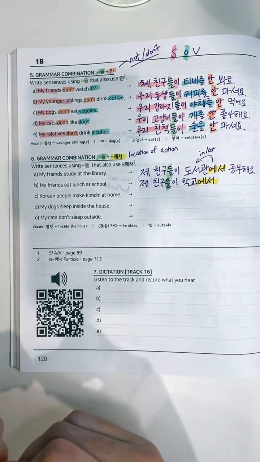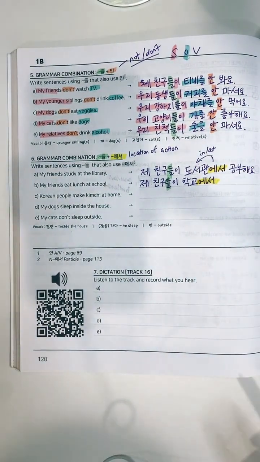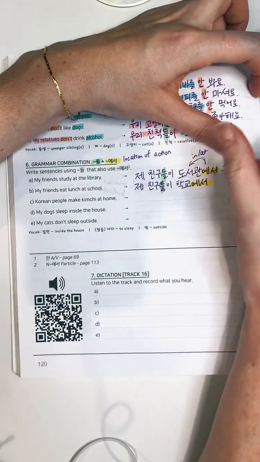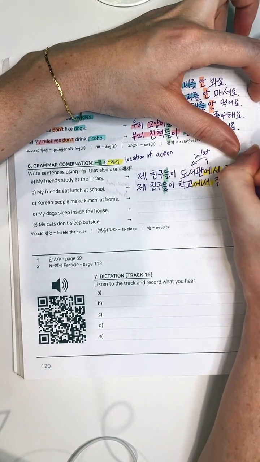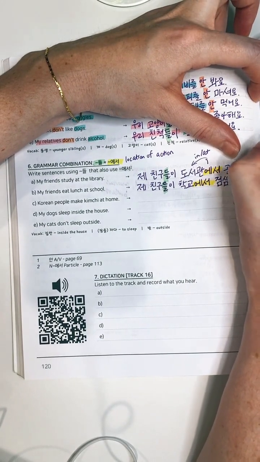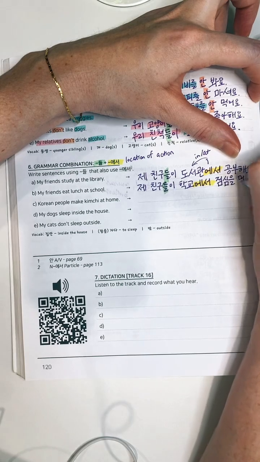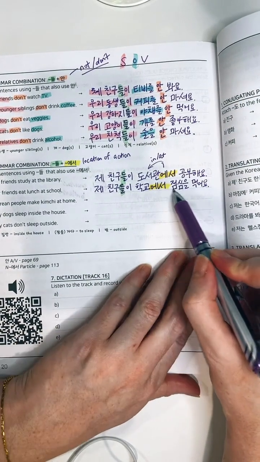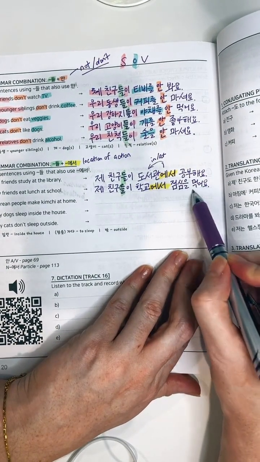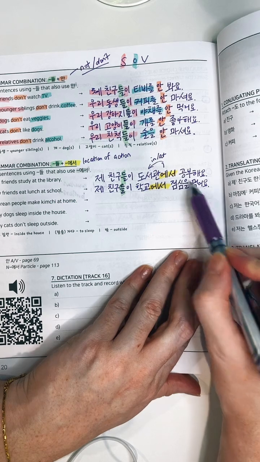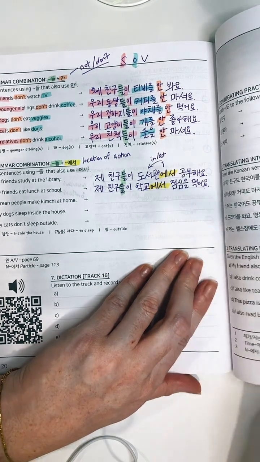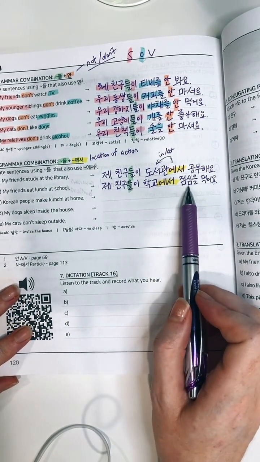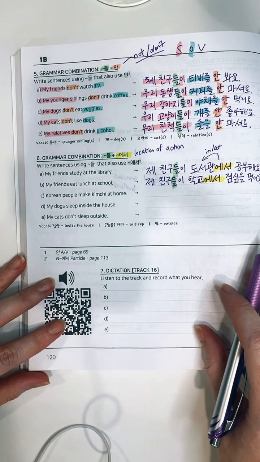It is the location that some action is being done. 학교에서, what do they do? They eat lunch. Lunch is 점심. 먹어요. We use the object particle here because 점심 is the object of our verb. You eat lunch. Object, verb. 제 친구들이 학교에서 점심을 먹어요. My friends eat lunch at school.